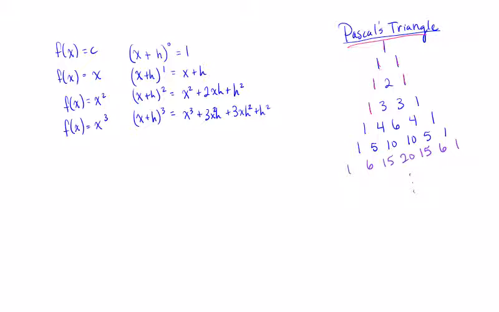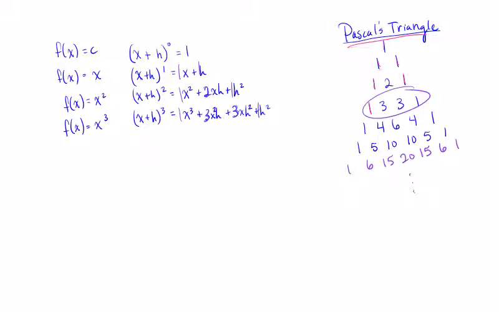Like here, if we have x plus h to the 0 power, anything to the 0 power is 1. Anything to the first power is itself. And so notice these coefficients are 1 and 1, right? And then we have 1, 2, 1, right? And then we have 1, 3, 3, 1. And so notice how that's this.